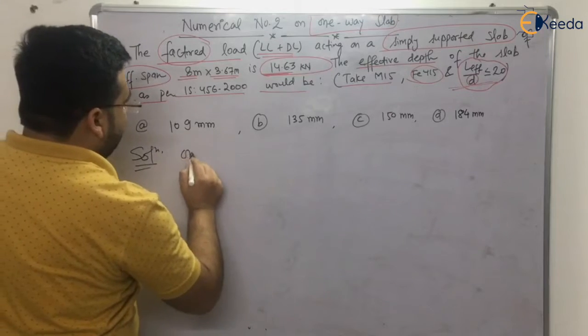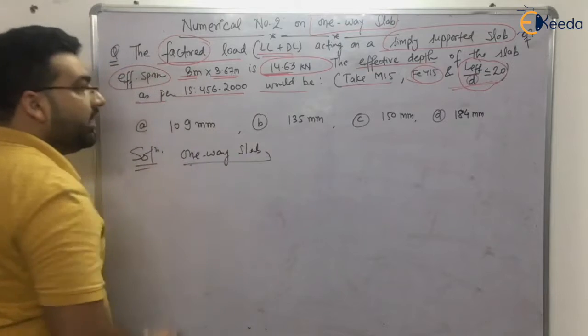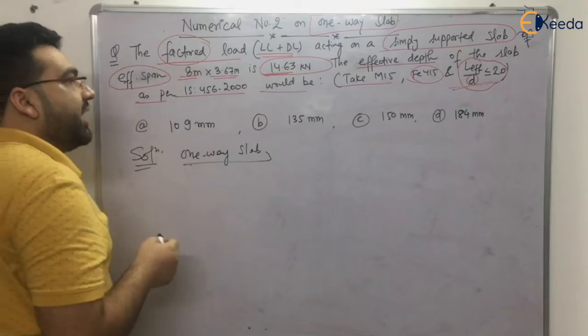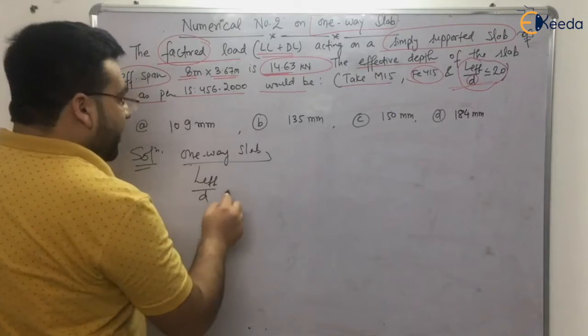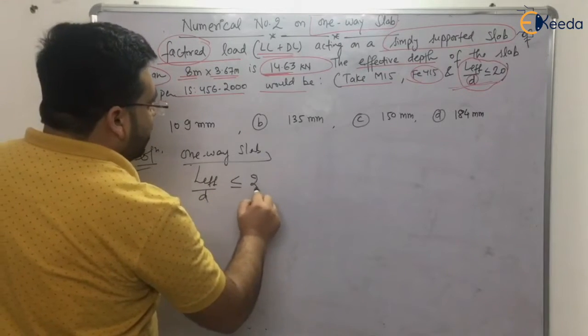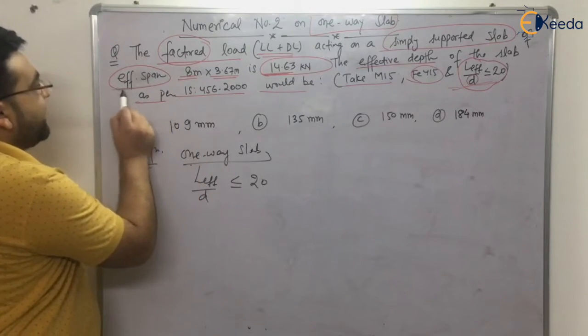It is a one-way slab. First of all, we have found that it is a one-way slab. Clear? Now from the deflection control criteria I can say that L effective divided by D should be less than or equal to 20. Clear? Now what is L effective? Effective span is given to you.